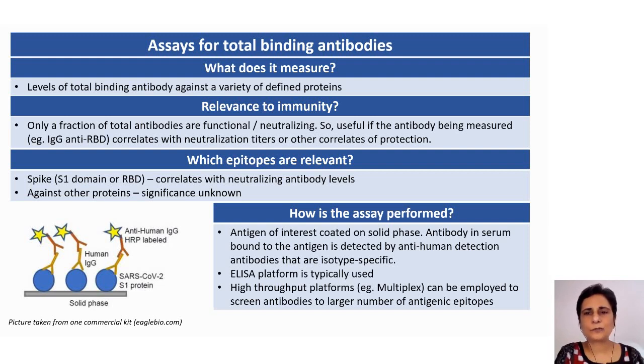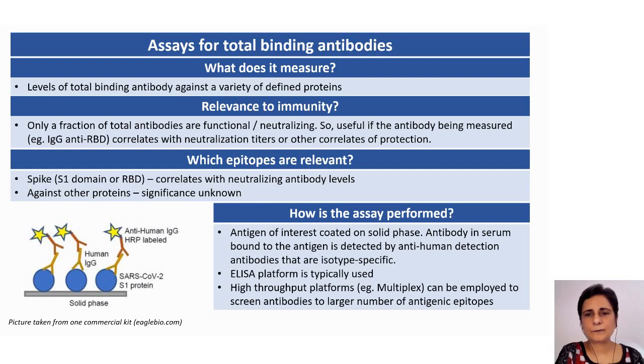And why do we want to know this? Well, these antibodies are actually very easy to measure. But what we are really interested in is what proportion of these total antibodies are functional antibodies that will actually correlate with protection from infection. The epitopes, if we examine the structure of the virus, the spike is what is being considered most often. And in the spike, we are looking mostly at the receptor binding domain, which is the part that binds to the ACE2 receptor.